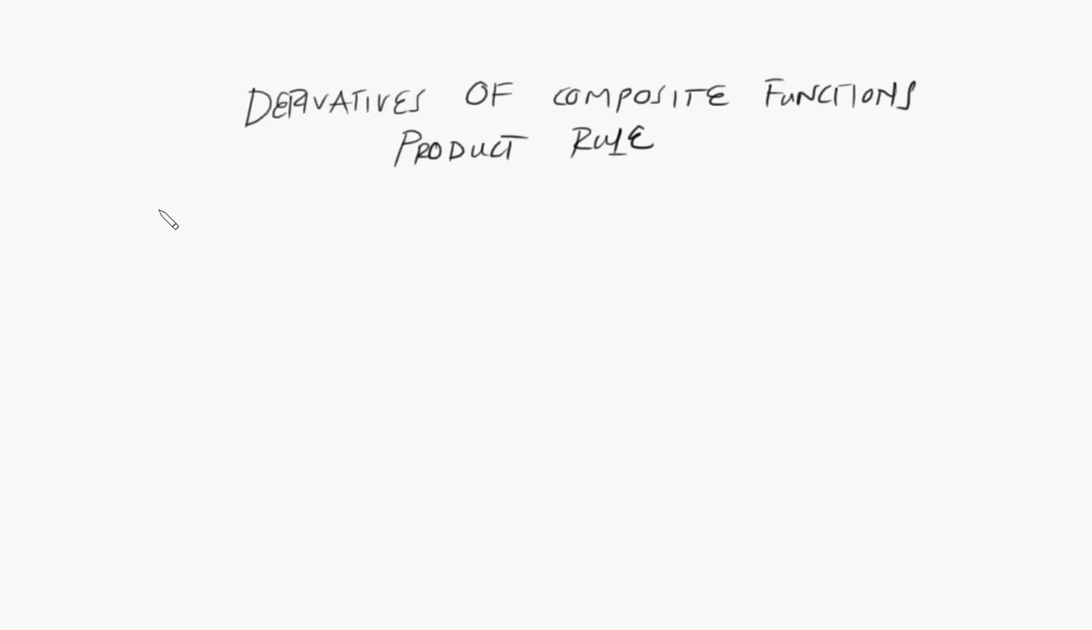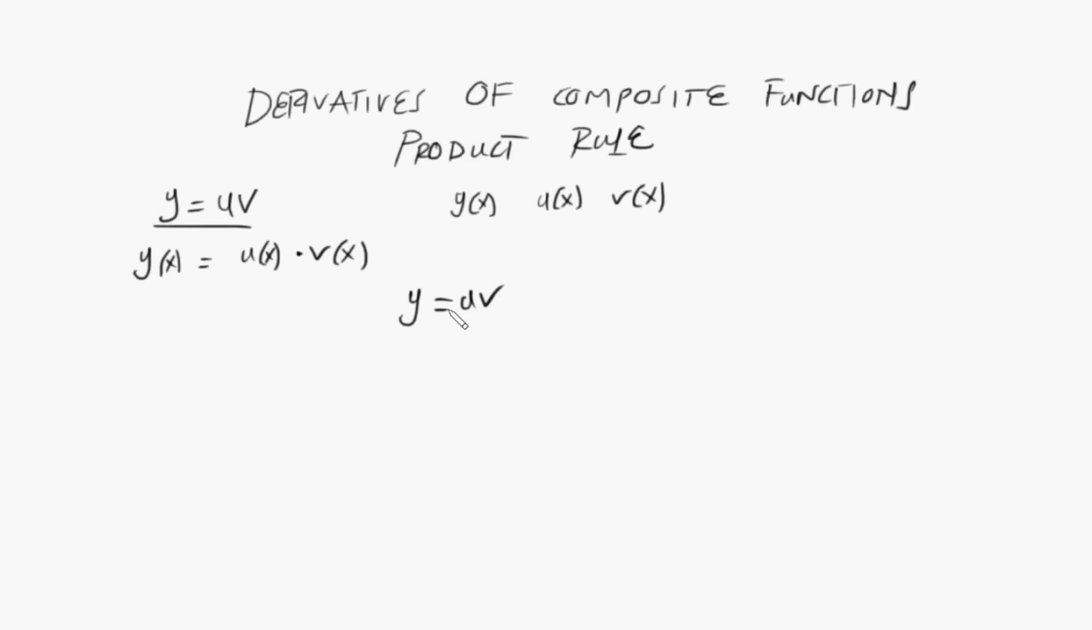In this tutorial we see the derivative of composite functions by using the product rule. Let's say you have a function y equals u times v, where y is a function of x, u is a function of x, and v is a function of x. So y(x) is equal to u(x) times v(x). This function y equals uv is a product of two functions.